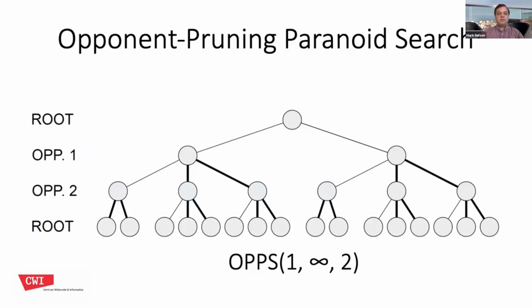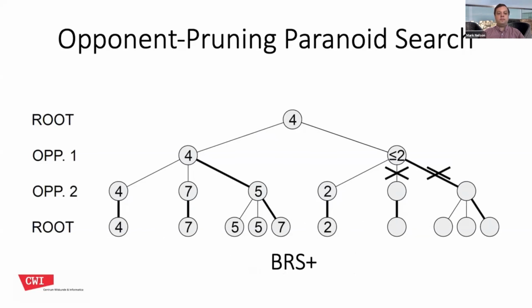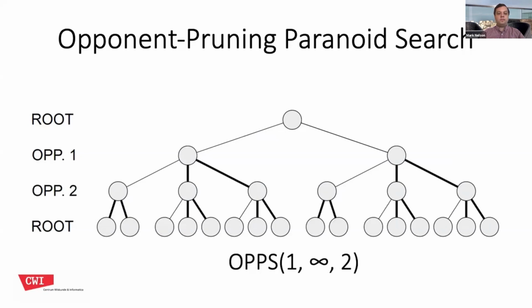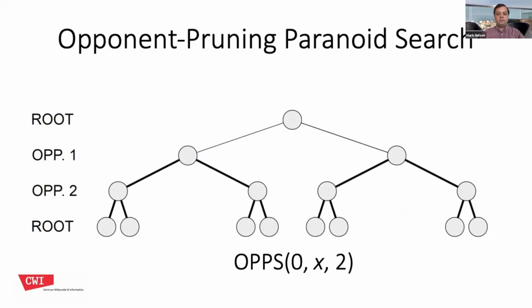Now, depending on its parameter settings, the tree searched by OPPS can be either larger or smaller than the tree BRS+ would search. This is illustrated on this slide and the next one with the tree searched by two different OPPS parameter settings. In this toy tree we can see that while the BRS+ tree we've seen before had 10 leaf nodes in total, this one, the OPPS 1 infinity 2 tree, has more leaves, 16. But the OPPS 0 x 2 tree, where the value of x doesn't actually matter, has only 8 leaves. And these small differences in tree size grow exponentially with tree depth, and really influence playing strength, as I'm going to show on the next slides.